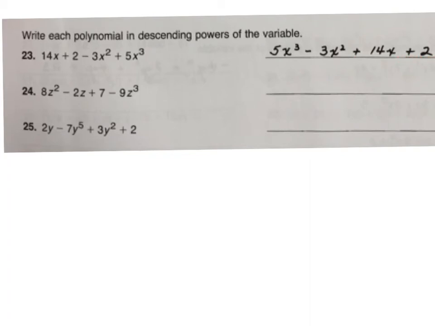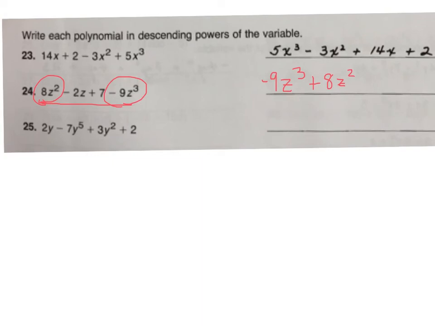Right? So let's look at number 24. Which one of them has the largest degree? Negative 9z cubed. So I'm going to write negative 9z cubed first. Then which one has the second biggest degree? 8z squared. So since it's positive, I'm going to write plus 8z squared.